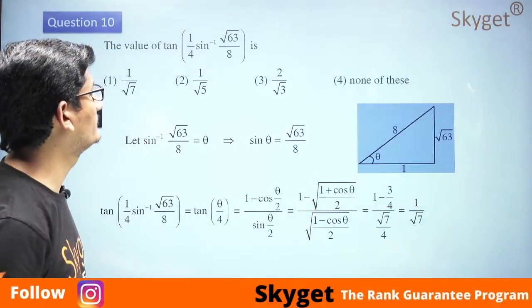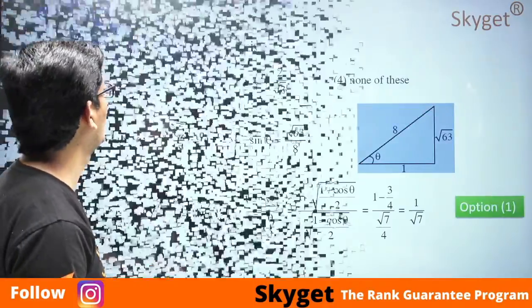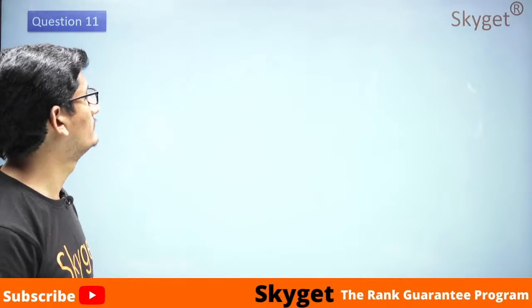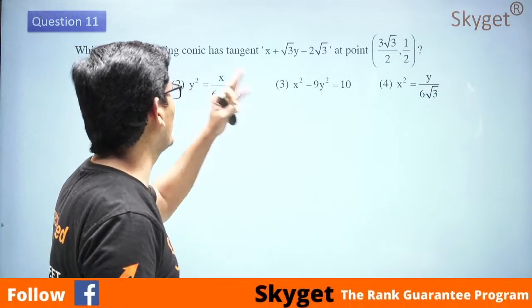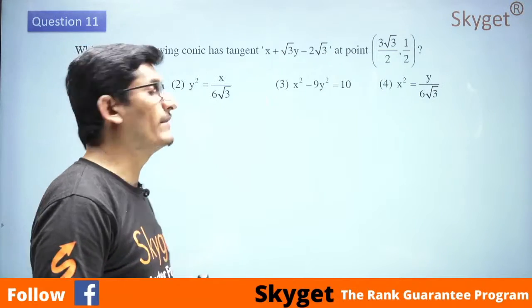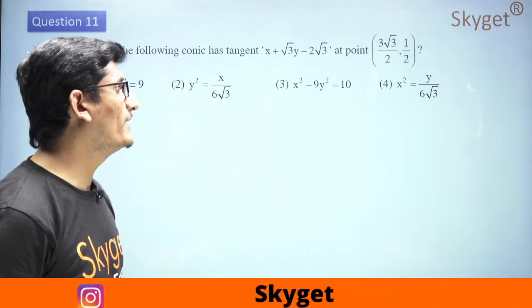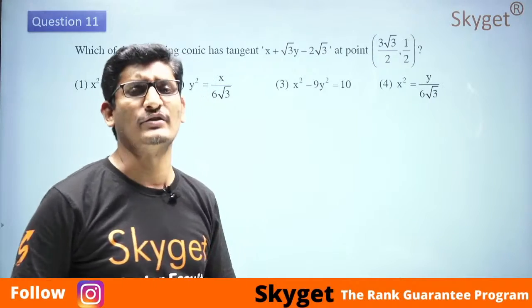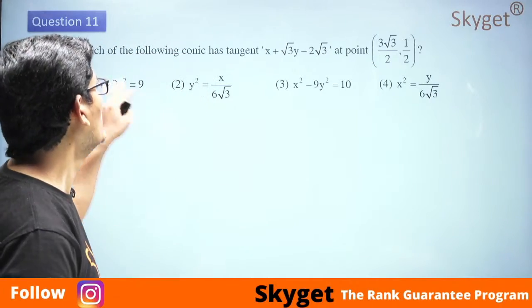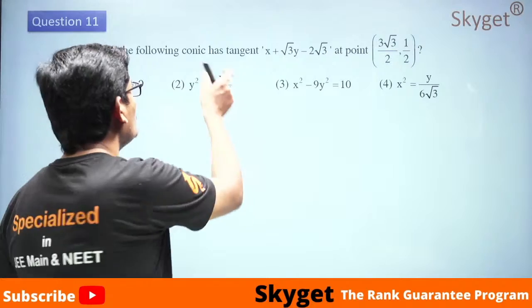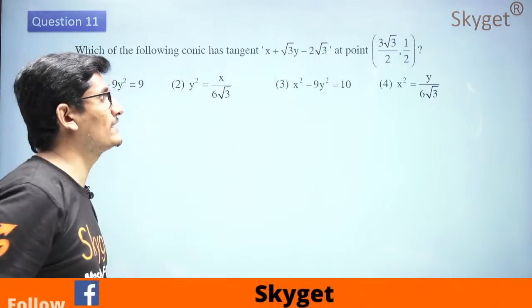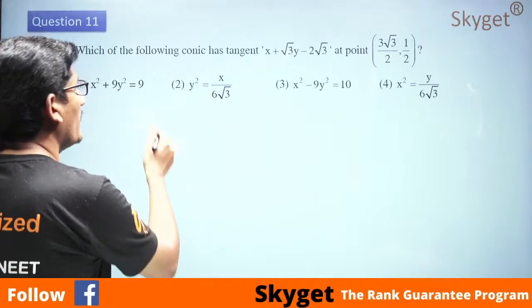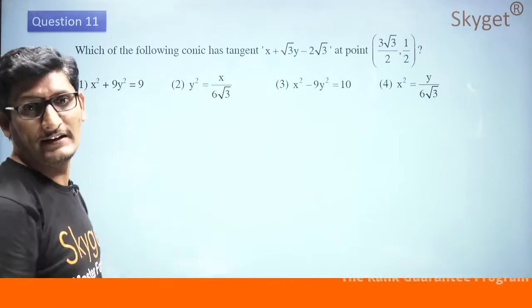See the next one. Which of the following conics has the tangent x plus root 3y minus 2 root 3 at the point 3 root 3 by 2 comma 1 by 2? Just the tangent is being asked, students. Which conic equation has this tangent? The tangent is x plus root 3y minus 2 root 3. Simple. Just take the equation and apply the tangent formula.